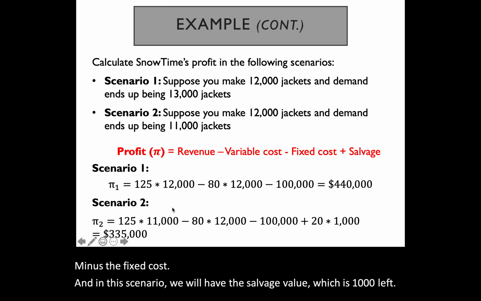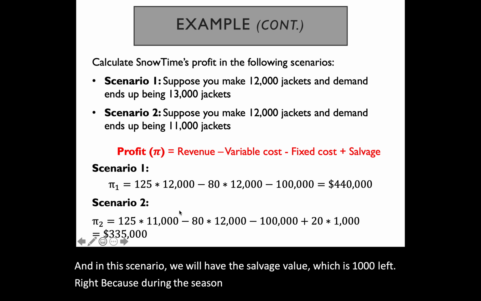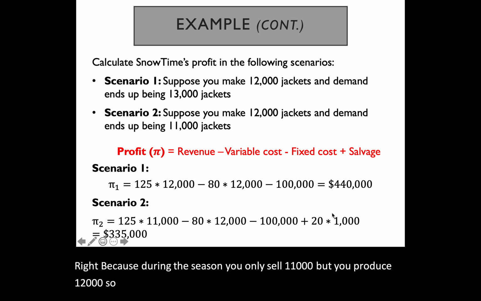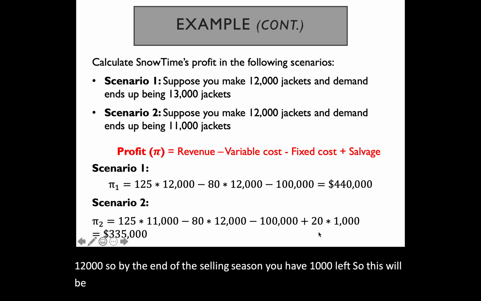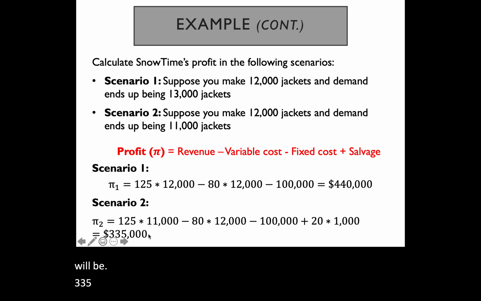And in this scenario, we have the salvage value, which is 1,000 units left, right? Because during the season, you only sell 11,000, but you produce 12,000. So by the end of the selling season, you have 1,000 left. So this will be your salvage value. And then the profit for this scenario will be $335,000.